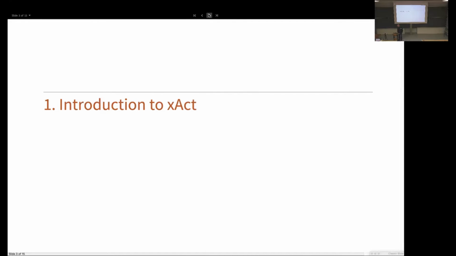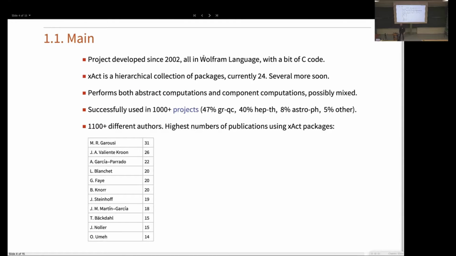So let's go first with the introduction to xAct. This is a project developed since 2002 during my first postdoc in Southampton. It's all written in Wolfram language, which is very convenient because this is all based on pattern matching, and Wolfram language, the language of Mathematica, is great at it. And it has a little bit of C code for the most demanding parts. xAct is not a package in itself, it's a collection of packages. Currently, there are 24. I wrote the initial ones, but other people are now writing extensions. There are more under development, and people contact me to tell me in advance, so I can keep some sort of consistency with them.